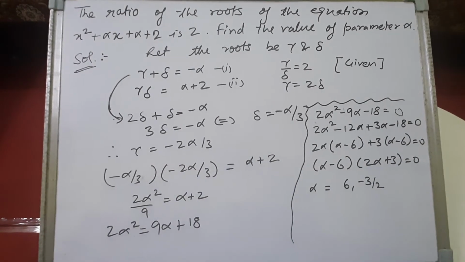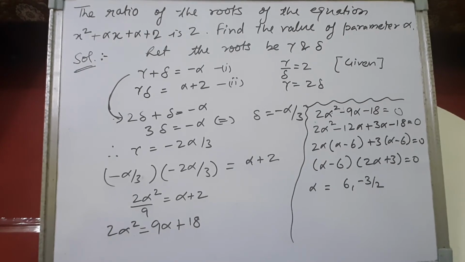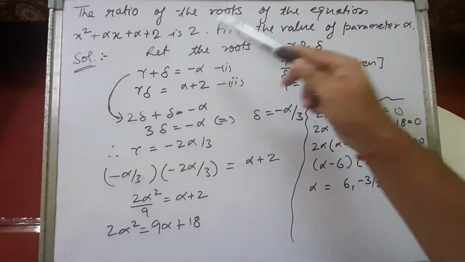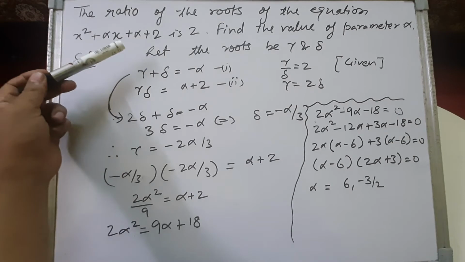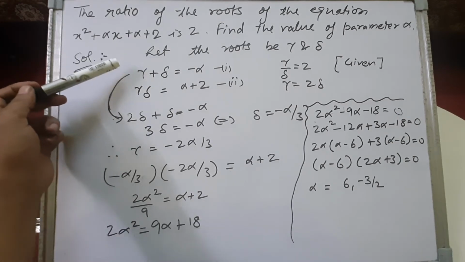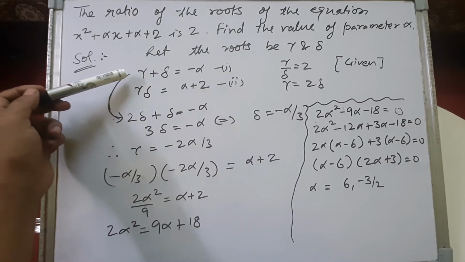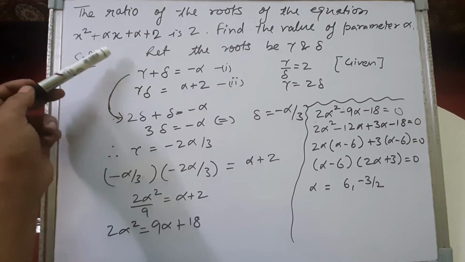Let's see another sum, children. Now in this sum, it is given that the ratio of the roots of the equation x square plus alpha x plus alpha plus 2 is 2. Find the value of the parameter alpha. That means the ratio of the roots of the equation is 2, and we are given this quadratic equation. Let the roots of this equation be gamma and delta. The sum of the roots will be minus b upon a, minus coefficient of x upon coefficient of x square. So gamma plus delta will be obtained as minus alpha.